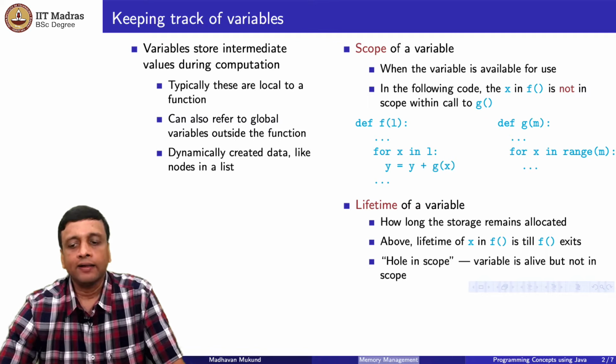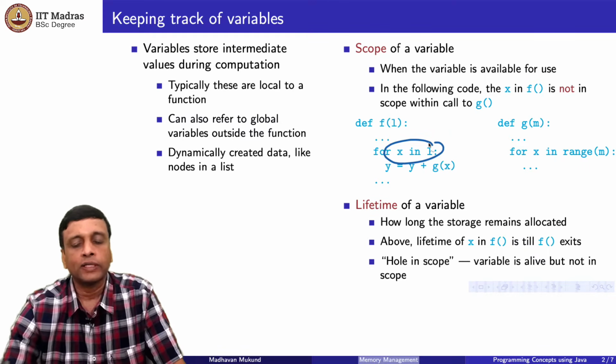On the other hand, the x which is there in f doesn't disappear obviously, because we have to then go back in the next iteration and go to the next element of the list. So there is storage allocated for x when f starts, and this storage will persist until f ends, even though in between that x is not available to us when we go to g and come back. So this is called the lifetime of a variable.